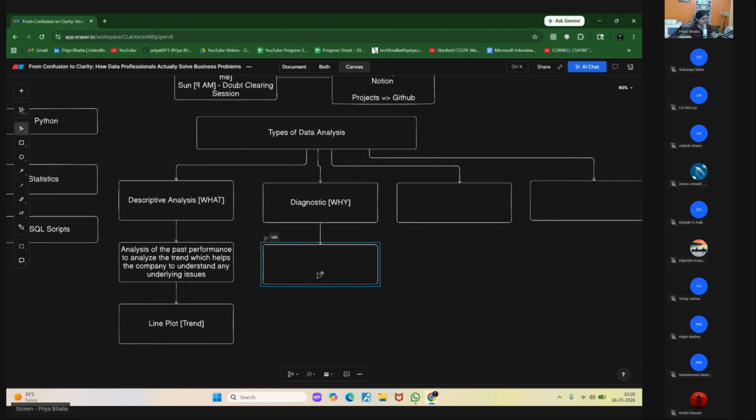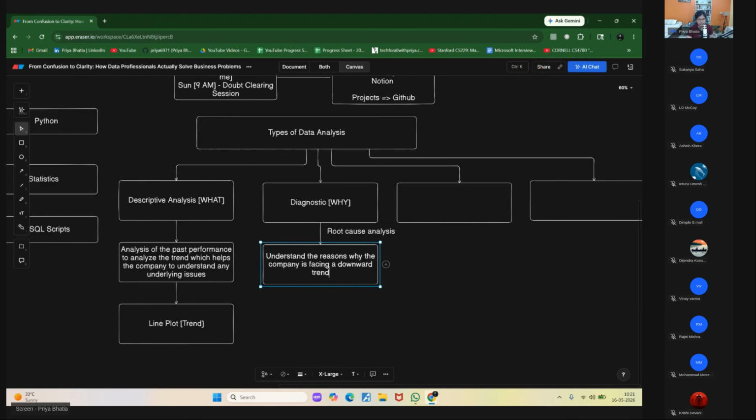In the diagnostic part, now I will try to understand the root cause. If the sales are decreasing, sorry, if the revenue is decreasing, what is the possible reason behind it? What is the root cause of it? So over here, we know that the company is facing a downward trend. We will try to understand the reason why the company is facing a downward trend.